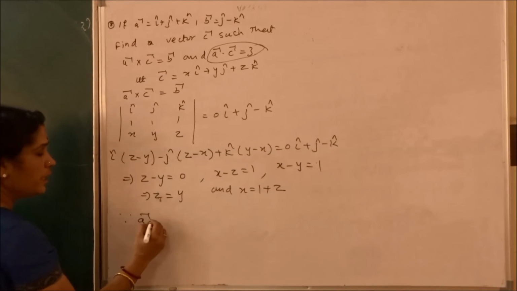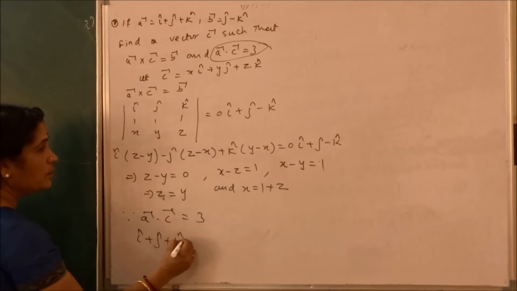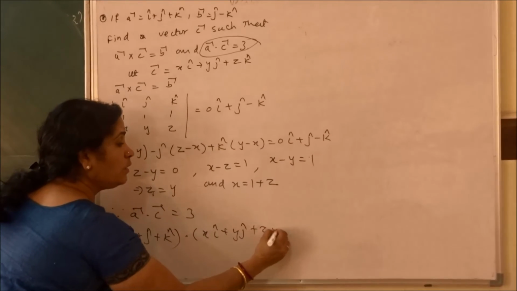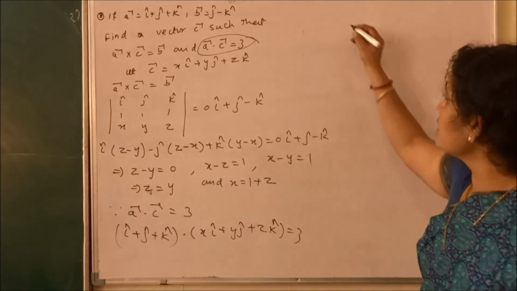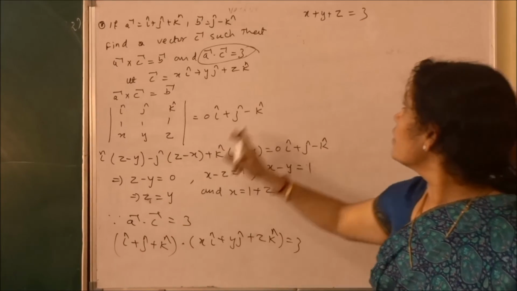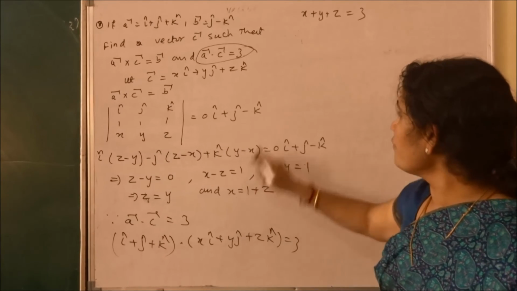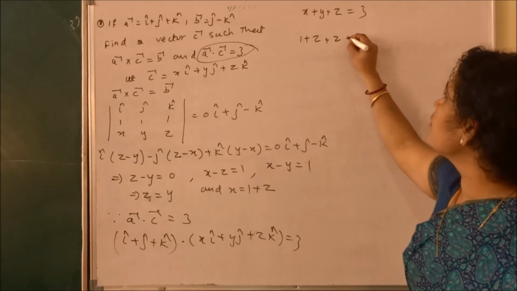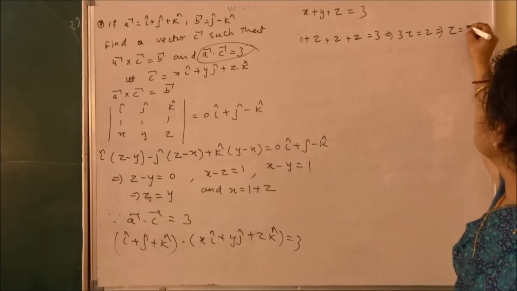Since another result is A dot C equals 3, what is A vector? That is i plus j plus k dot C vector, which is xi plus yj plus zk, equals 3. So if I do the dot product, what will I get? That is x plus y plus z equals 3. Instead of y I am writing z, and instead of x I am writing 1 plus z. Substituting all the results, 1 plus z plus z plus z equals 3. This implies 3z equals 2, implies z equals 2 by 3.